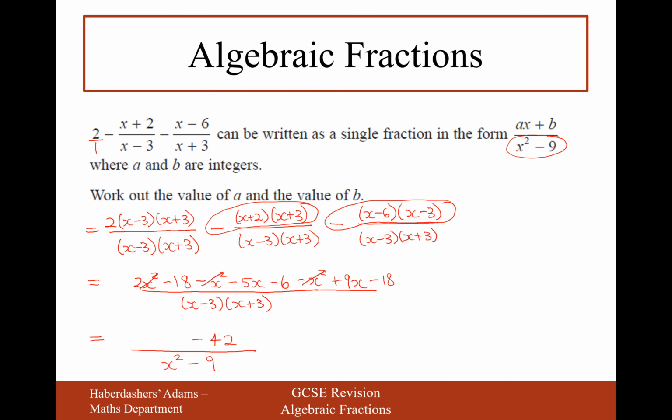And on our x's, we have minus 5x and plus 9x, that would be 4x. So there we are, this is our final answer here. It's 4x minus 42 over x squared minus 9. Lovely, difficult question this one.